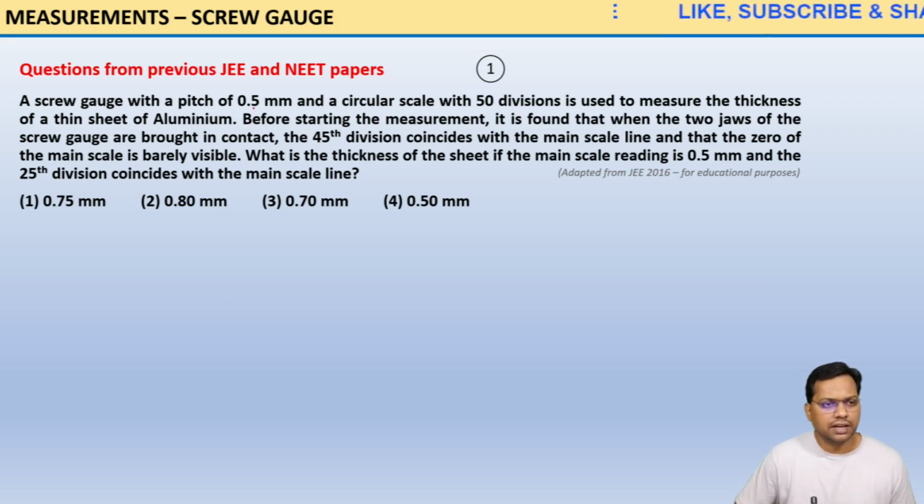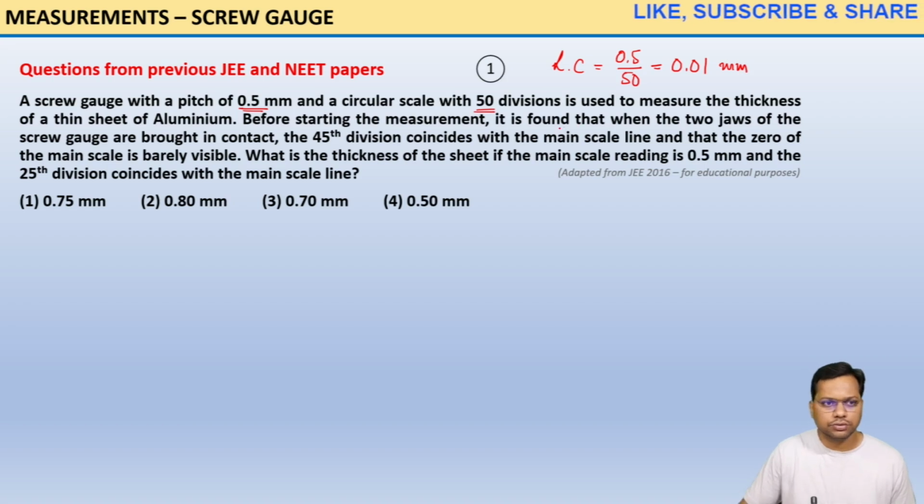So in the first line, it is given that the pitch of the screw gauge is 0.5 mm and the circular scale divisions are 50. By using these two values, we can find the least count, because the least count of a screw gauge is defined as the pitch of the screw gauge, that is 0.5, divided by the number of head scale divisions or circular scale divisions, that is 50. That gives 0.01 millimeter. This is the least count of the screw gauge.